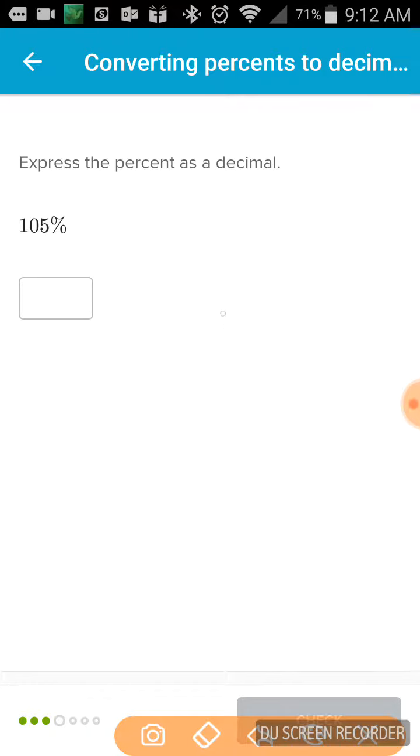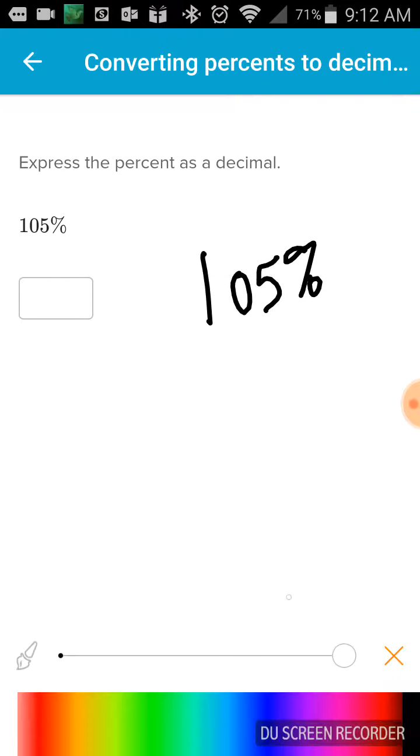105%. I start with my decimal all the way to the right. So to move it twice would mean 1 time to be 10.5, 2 times becomes 1.05.